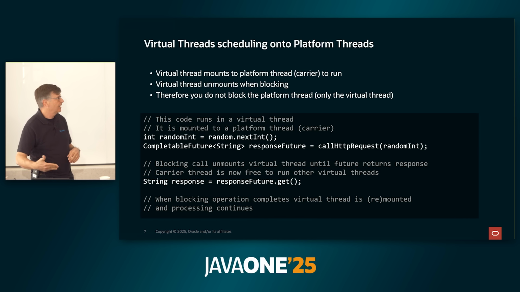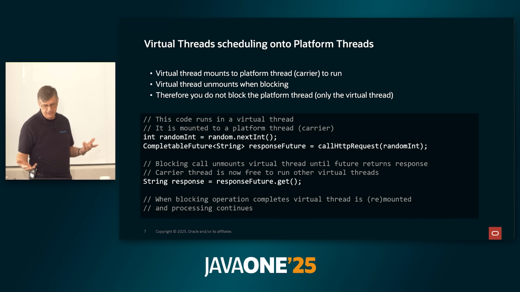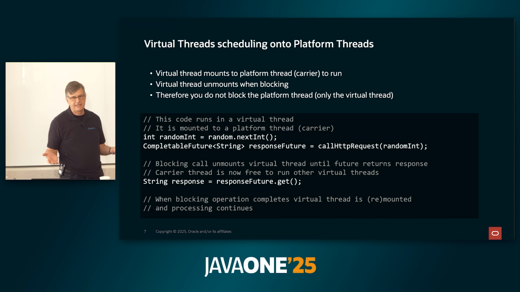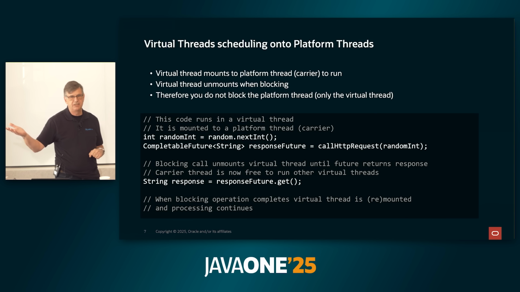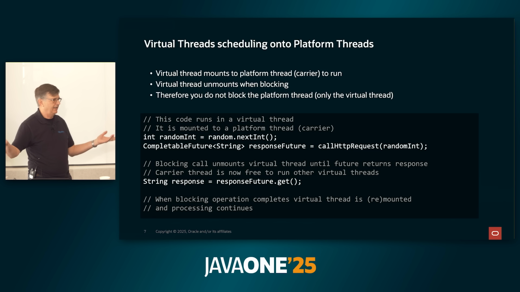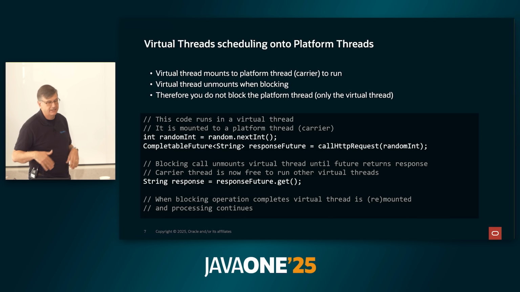So this code here illustrates this. You have a virtual thread that's running, say it's running this code. It generates a random number. That's a non-blocking operation that executes. Then maybe you go to call a remote service using an asynchronous HTTP client. Most HTTP clients these days are asynchronous. So that returns back a completable future. And that is non-blocking. So your virtual thread continues to run.